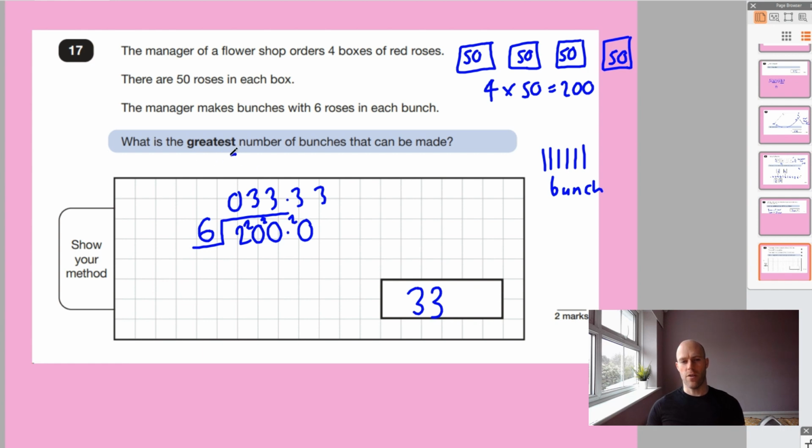What most people will drop on this one is they'll put 33.3 or they'll put 33 1/3. But you've got to notice what's in bold there, the greatest number of bunches that can be made. And that is talking about complete bunches. So it's having that sense right at the end of the answer.